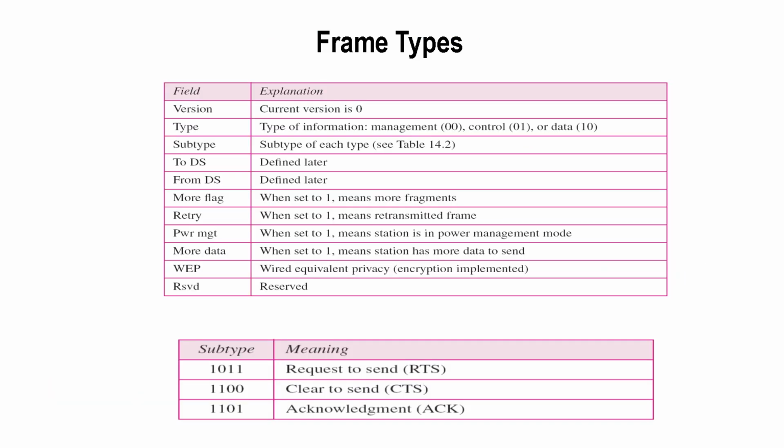Here we can see the various field values of FC. Here we can see the type: control, management and data, and the subtypes of the control frames are RTS, CTS and ACK. The remaining fields are explained here: To DS and From DS for the addressing mechanism, more fragments, retransmitted frame, power management mode, the station having more data to send, WEP for encryption, and the final one is reserved.